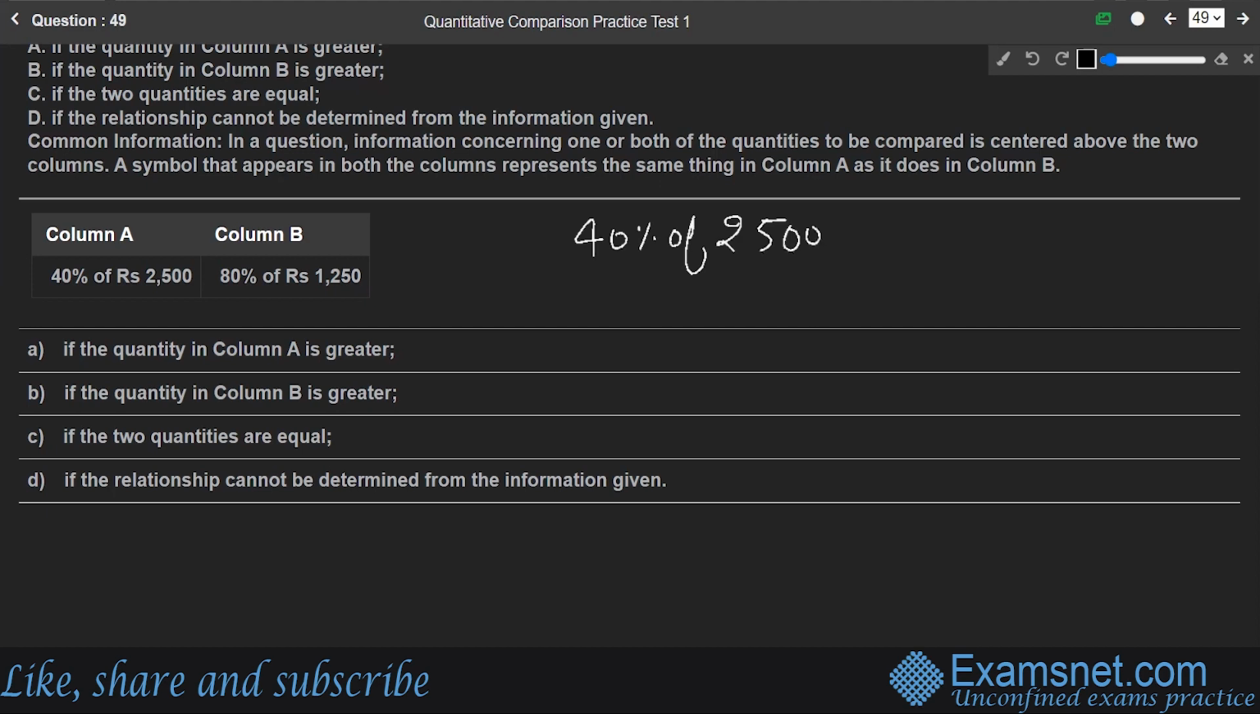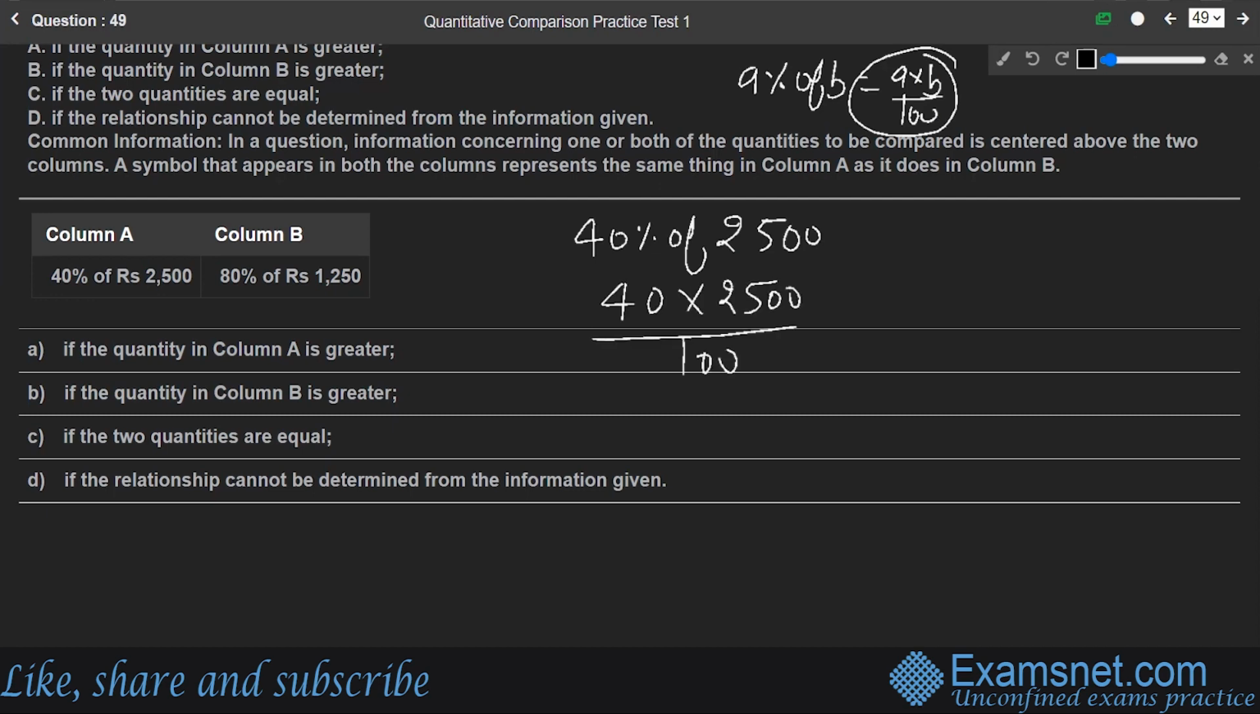X percent of Y, or A percent of B, is always given by A into B by 100. So that is the basic percentage problem. 40% of 2500 can be found by 40 into 2500 divided by 100. If we solve this, two zeros are gone. 40 into 25 we have to do. 25 into 4 is 100, and one more zero will come. So it is 1000. So column A has a final value of 1000.